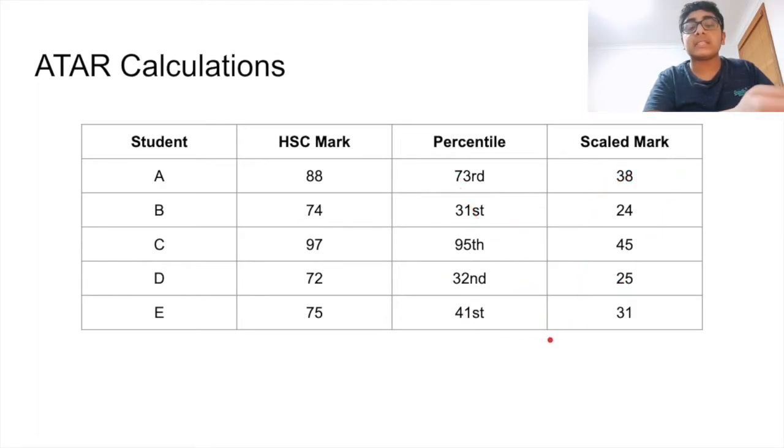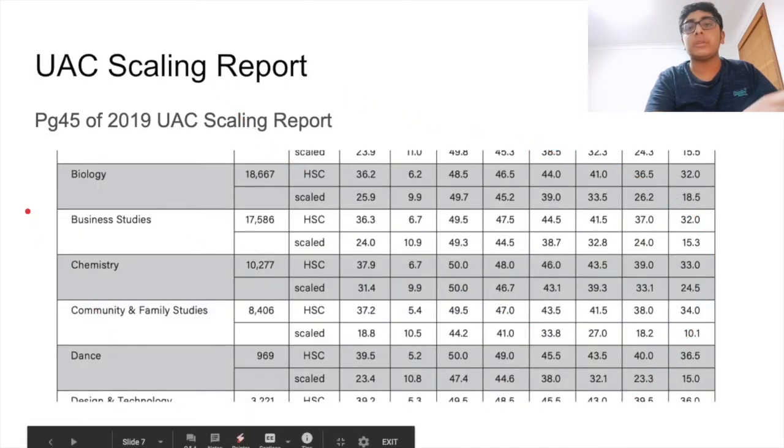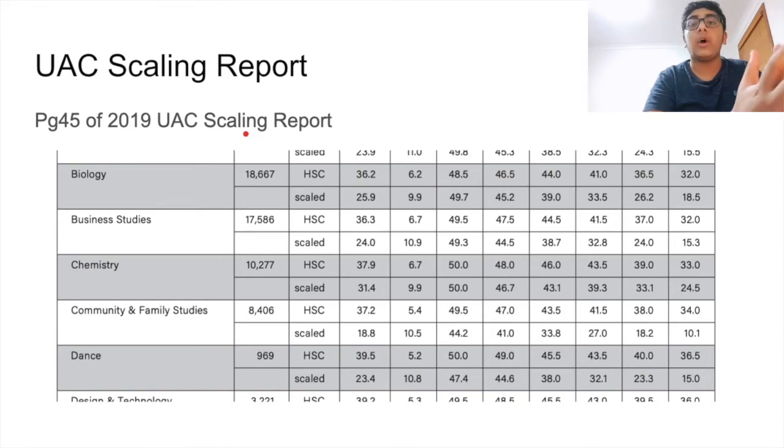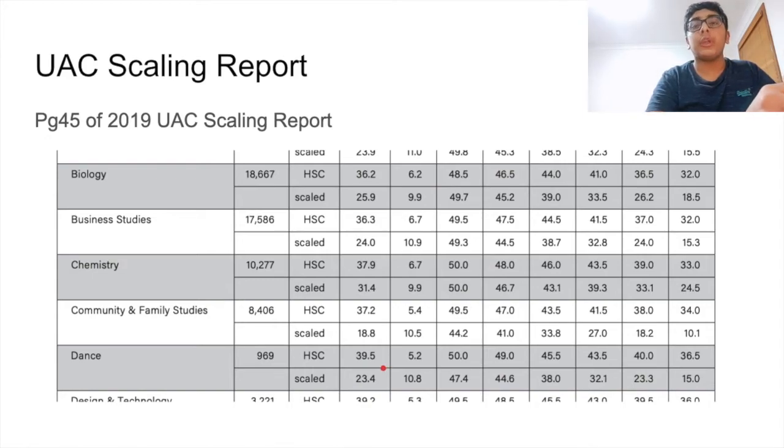All subjects get scaled down. You can search it up. It's called the UAC Scaling Report. They release it every year in March, the following year after the HSC, and they'll show you what HSC mark correlates to what scaled mark. You can see that all the subjects get scaled down. Everyone thinks, if I do 4-unit math I'm going to get scaled up, or if I do music I'm going to get scaled down. That is not right. No subject gets scaled up.